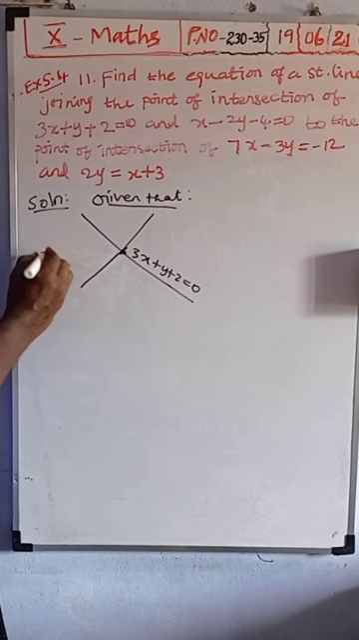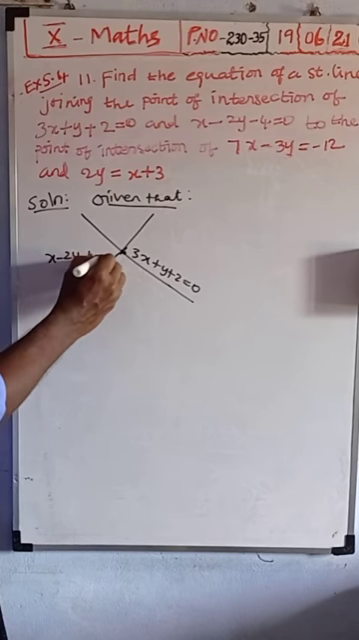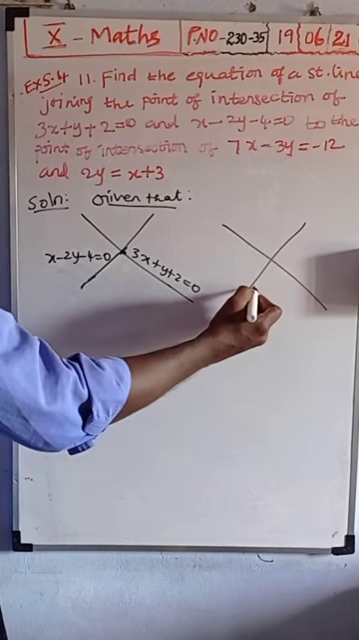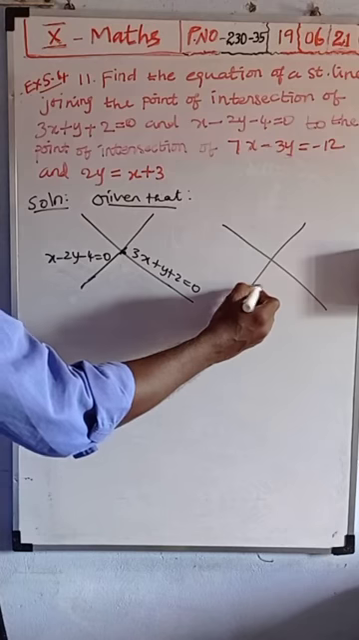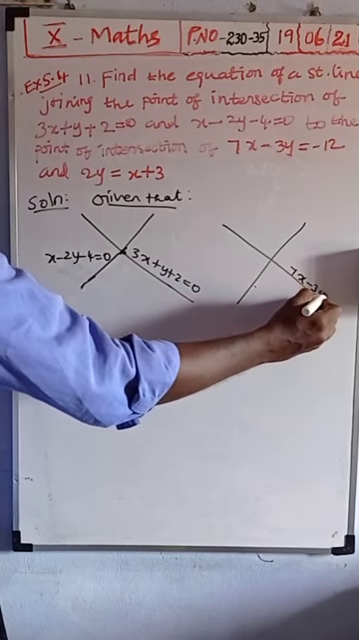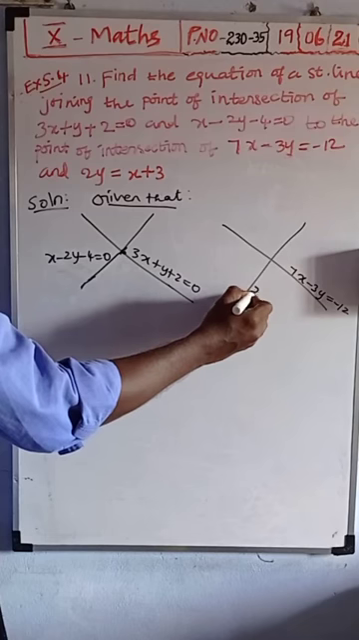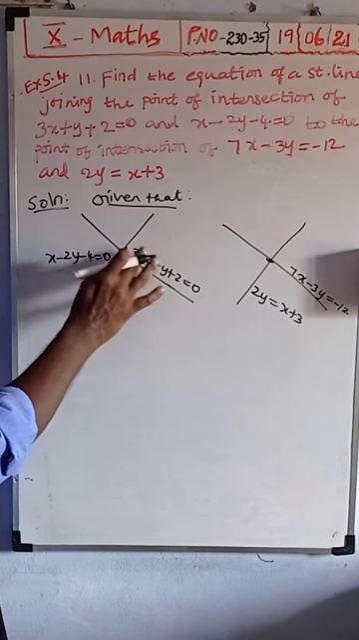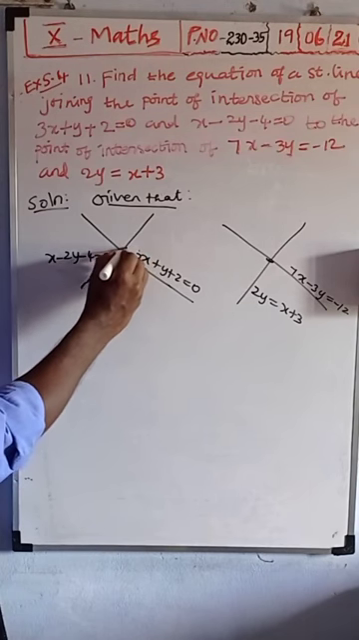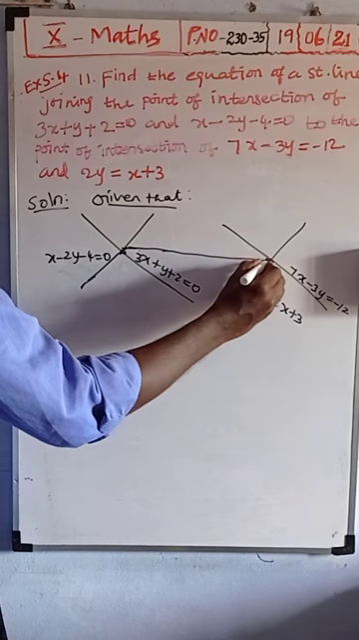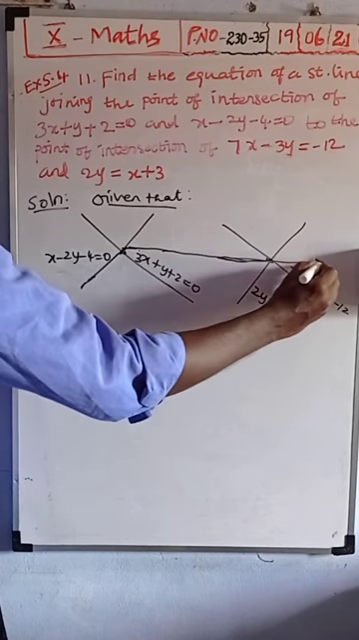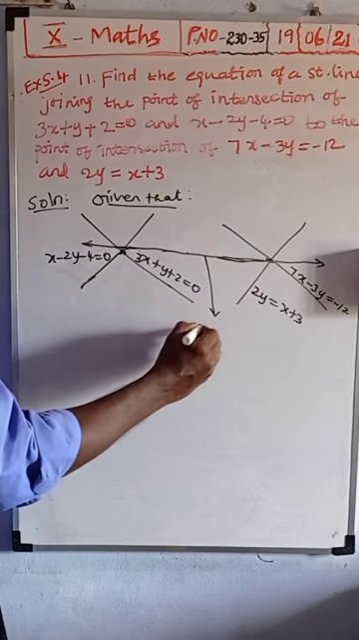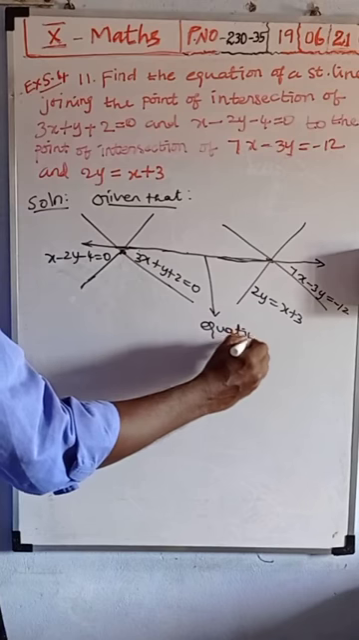Here, x minus 2y minus 4 is equal to 0. Now, one more pair of lines is intersecting. The first line is 7x minus 3y is equal to minus 12 and the other is 2y is equal to x plus 3. Here we will get one point of intersection. While joining these two points of intersection we will get a line. This line's equation we want to find.